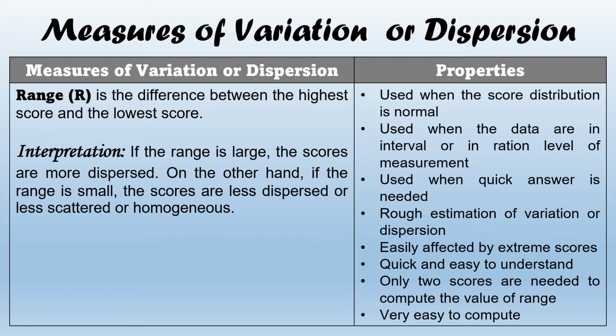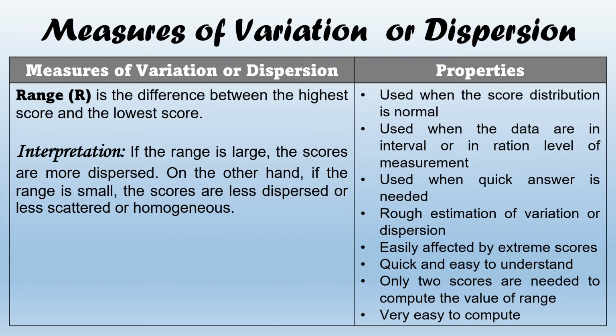So for the interpretation naman, I think I did mention that the focus for this discussion is not computation but to interpret the result of a particular computation. If the range is large, the scores are more dispersed. On the other hand, if the range is small, the scores are less dispersed or less scattered or homogeneous. Please take note of that interpretation.